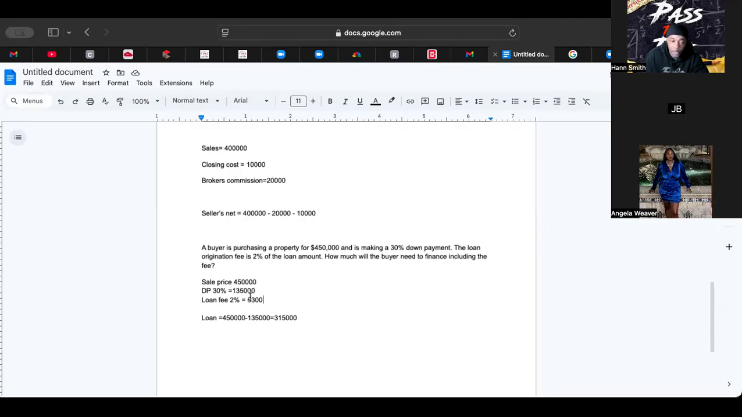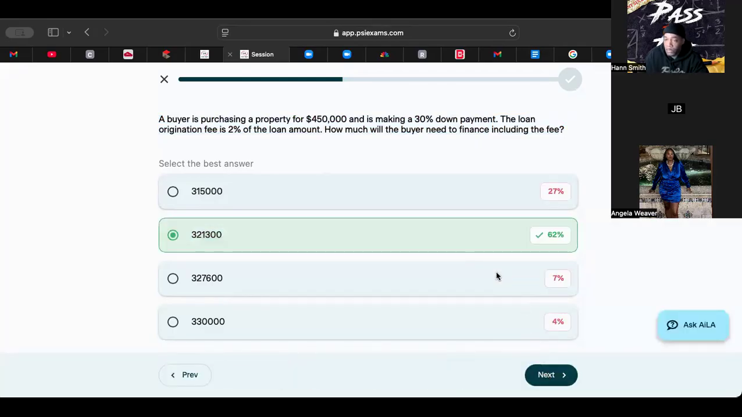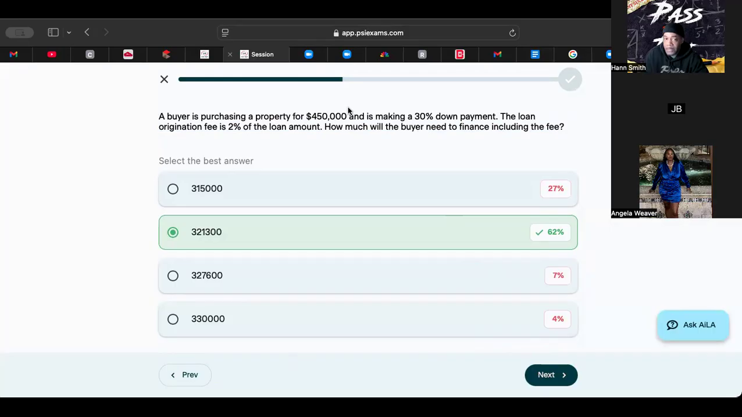So that's going to be the 6,300 plus the 315,000. So we take the 315,000 plus the 6,300. That's 321,300. Let's go down here. 321,300. That's the answer. Go back over to our problems. 321,300 is right there. That's the answer. We're good to go. But all we did was the same thing that we did in the other, right?